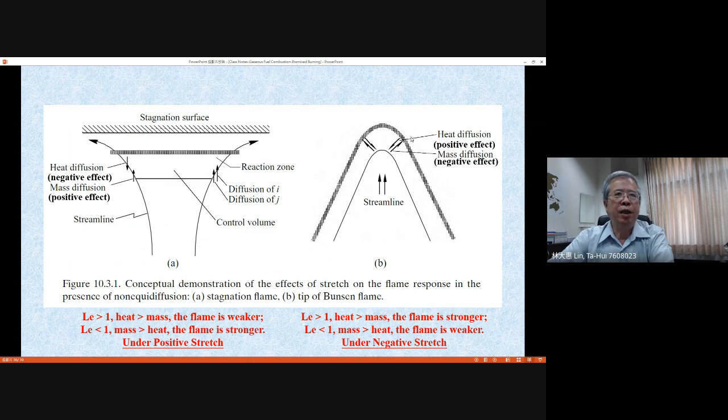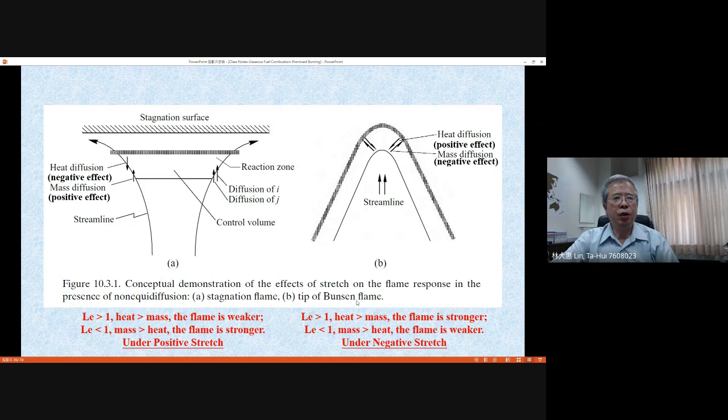In this case, you can see on the tip of your Bunsen flame, a fresh premixture from the upstream side is moving, and when it approaches the edge of the preheating zone, it tries to diffuse to the flame zone. You can see here the mass diffusion is diverging, right? It redistributes over a large region. In this case, mass diffusion is a negative effect. But for the heat diffusion, there will be a concentrating effect. Then you will have more energy distributed in a small region, and this is a positive effect.